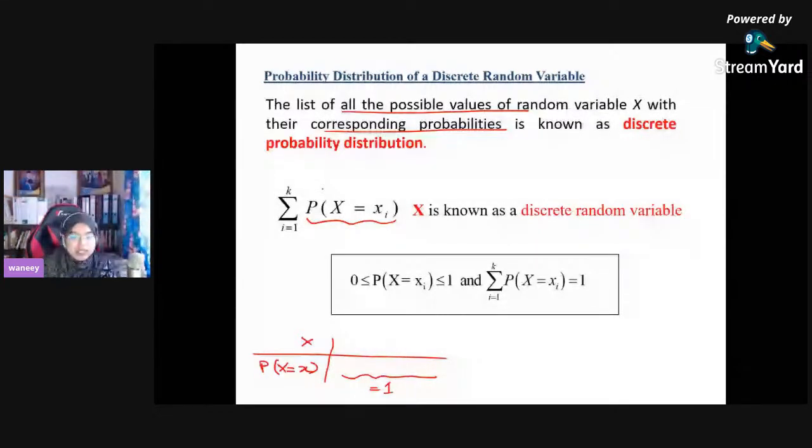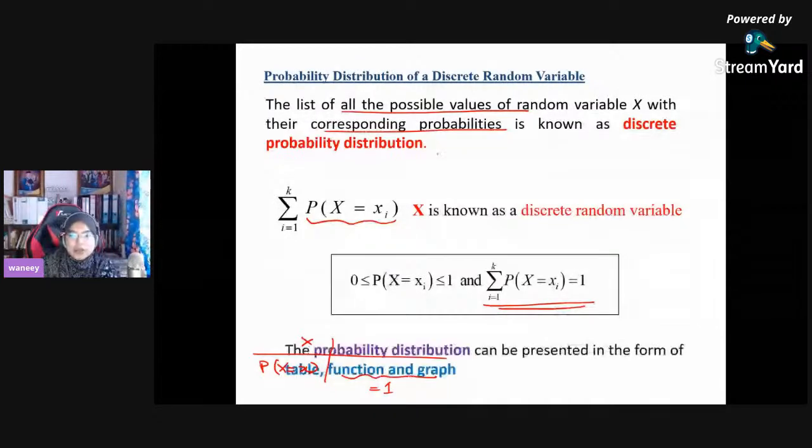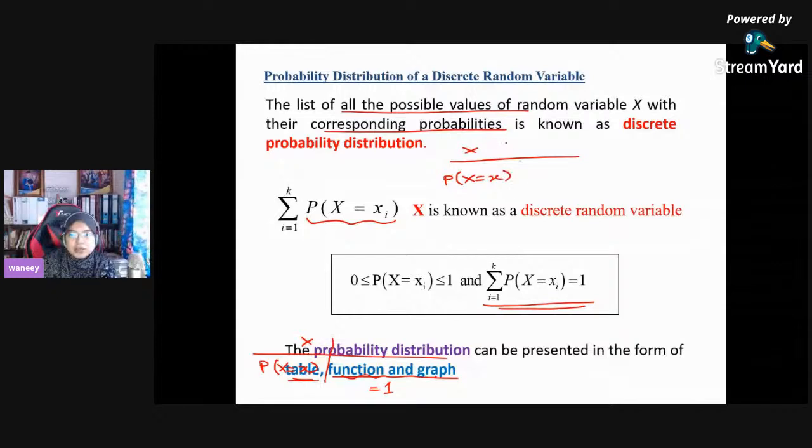Next, let us go to one example. The probability distribution can be represented in a table format, a function format, or a graph format. So the table is the one I showed you before, where you have x and then P(X = x). So this is the table.